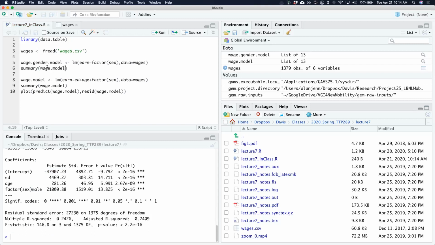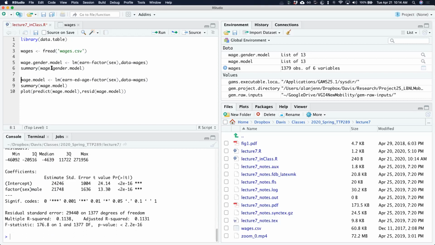Oh, wage gender model. Essentially what this is going to look like is it's saying that across the genders, on average, females make 24,246, plus or minus some amount in your standard error, and then males on average make 21,748, plus or minus some amount more than females do.